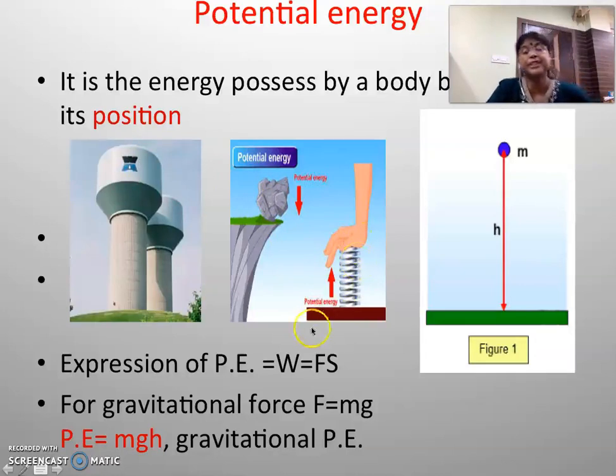So the expression of potential energy: W is equal to F into s. First, the gravitational force F is equal to mg, so if the body is raised to height h, this potential energy is mgh. So this is the gravitational potential energy.